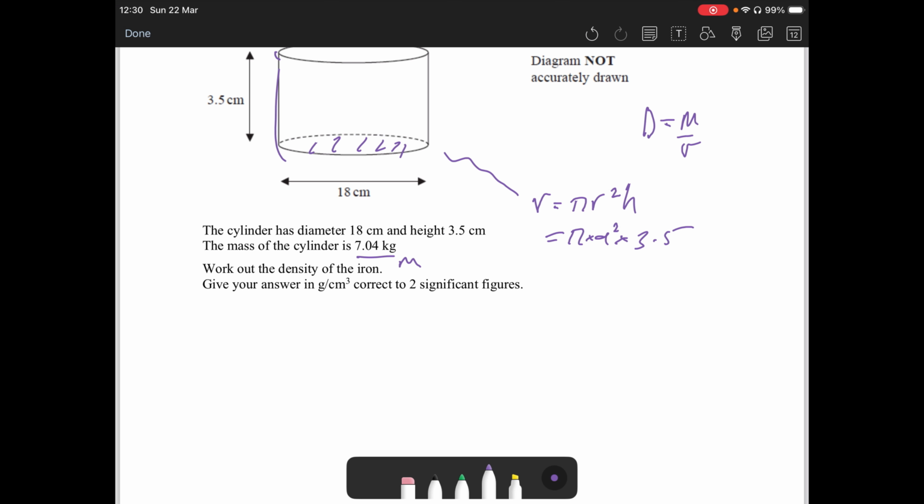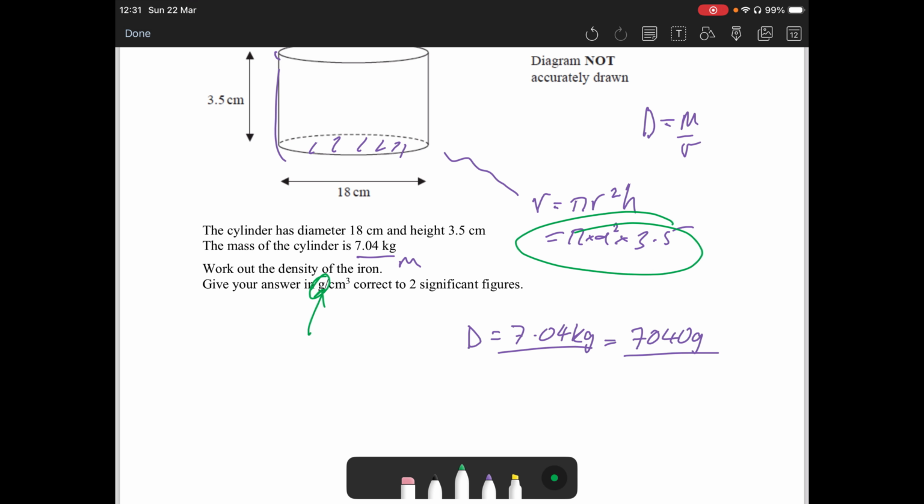So density is basically going to be mass, 7.04 kilos, over. Oh, be careful here. It does want the units of density being grams. So don't divide by 7.04, divide by 7,040 grams. And this is going to be divided by whatever that is. So I'm going to just leave it as pi multiplied by 9 squared times 3.5. Okay, so in my calculator, these numbers go.